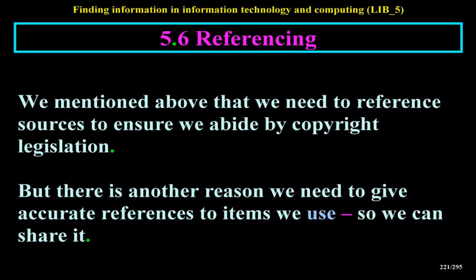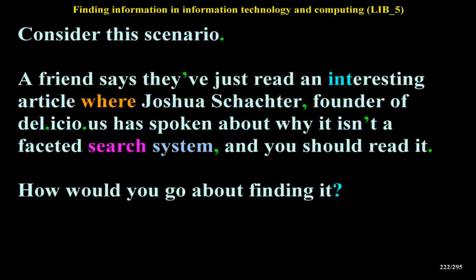5. Referencing. We mentioned above that we need to reference sources to ensure we abide by copyright legislation. But there is another reason we need to give accurate references to items we use: so we can share it. Consider this scenario. A friend says they've just read an interesting article where Joshua Schachter, founder of Delicious, has spoken about why it isn't a faceted search system, and you should read it. How would you go about finding it?